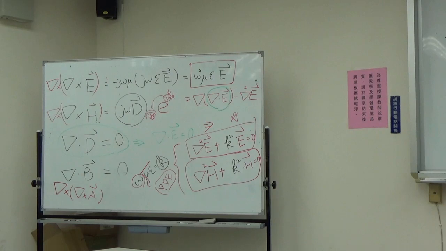And K is important. What does K mean? What is K? K has many names. Somebody calls it propagation constant. Somebody calls it phase constant. Somebody calls it wave number. It depends on the situation.